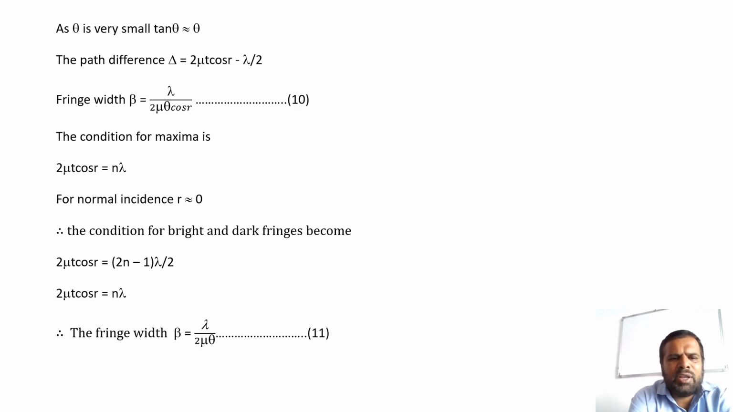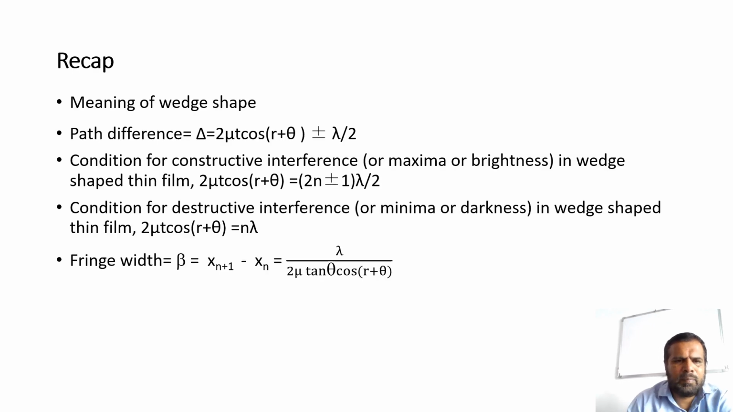Therefore, the condition for bright and dark fringes becomes 2 mu t cos r is equal to (2n minus 1) into lambda divided by 2, and 2 mu t cos r is equal to n lambda. Therefore, the fringe width beta is equal to lambda divided by 2 mu theta. Call this as equation number 11.